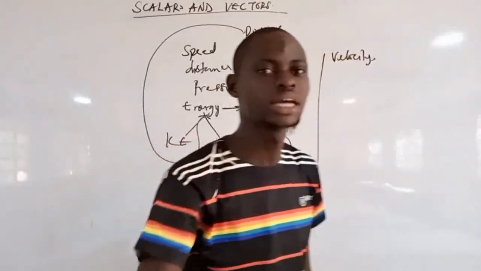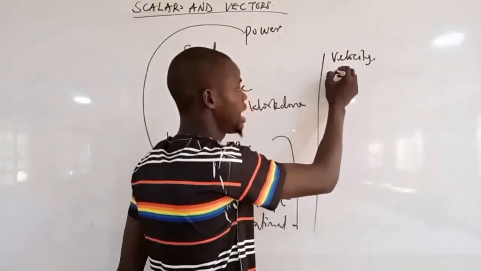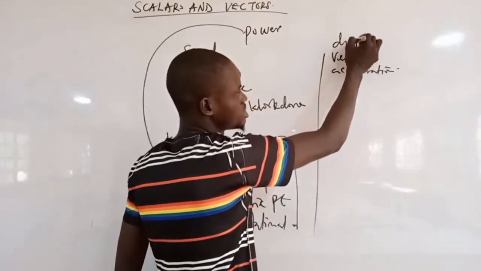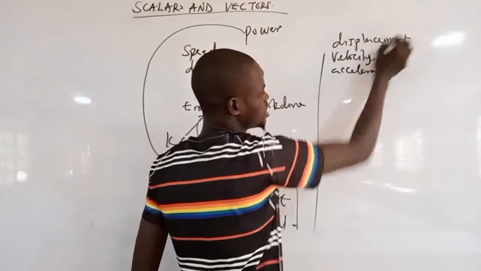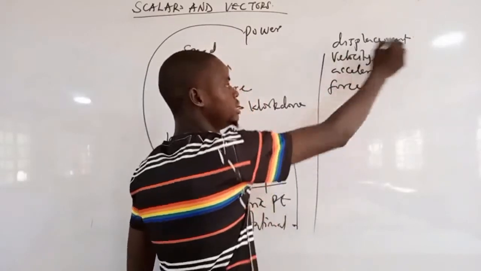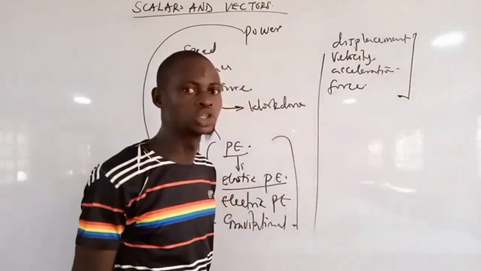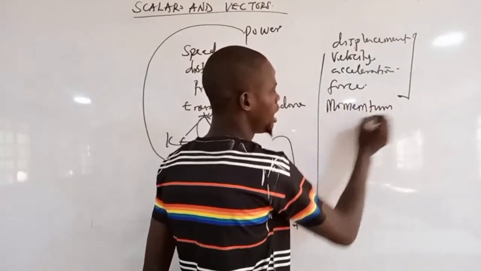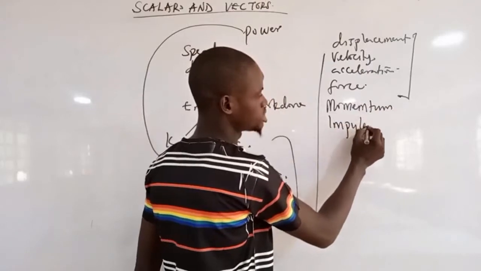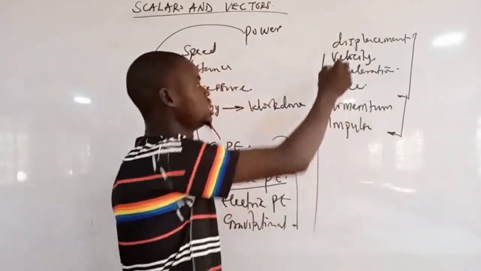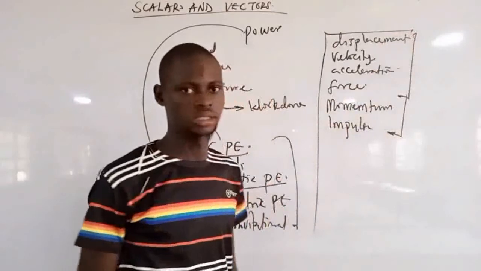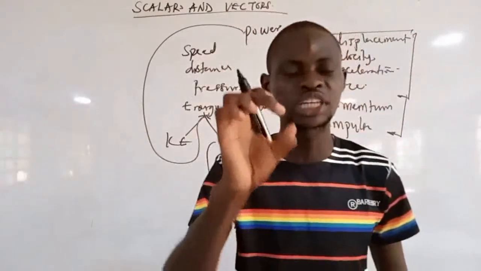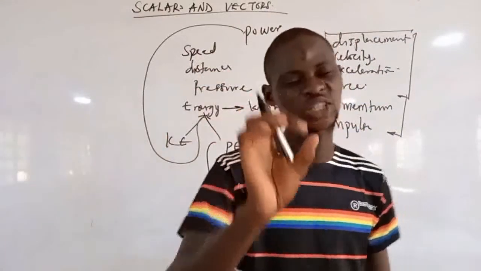What are the quantities related to motion? Velocity, acceleration, displacement and force. Now, these quantities are related to motion, momentum, and impulse. All these are related to motion. They are all vector quantities. Now, everything that is related to field intensity is also a vector quantity.